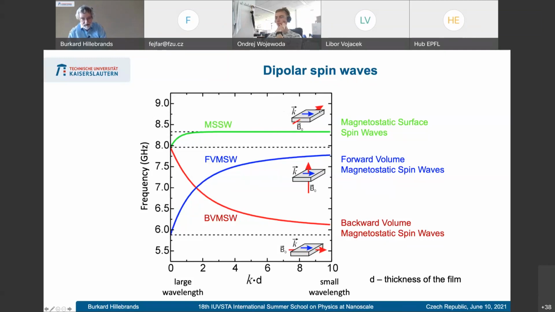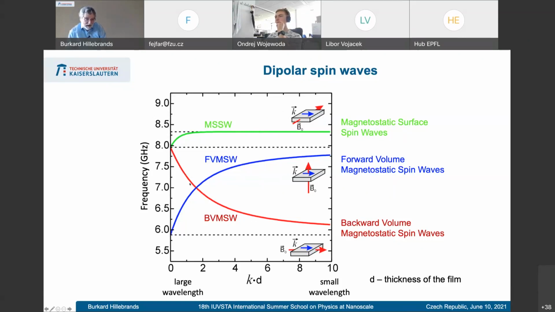And if the propagation is in the film plane, then we have to distinguish between this mode, propagation perpendicular to the field, we call it the surface mode, or in the other case, if propagation is along the field, we call it the backward volume mode, that is this red dispersion curve. And if the field is perpendicular on the film, we find the forward volume mode. Just the names, you will see in a second why this is called a surface mode.